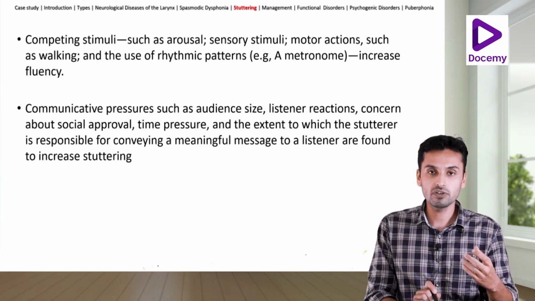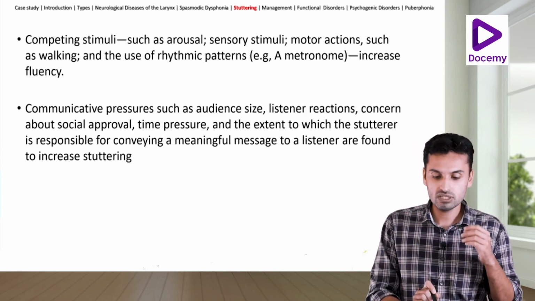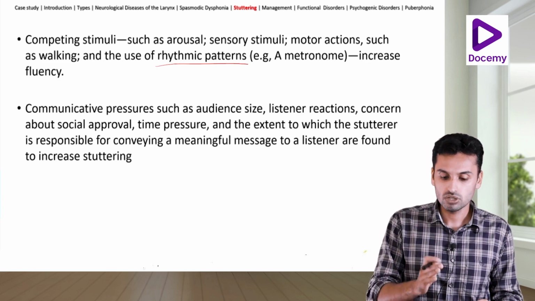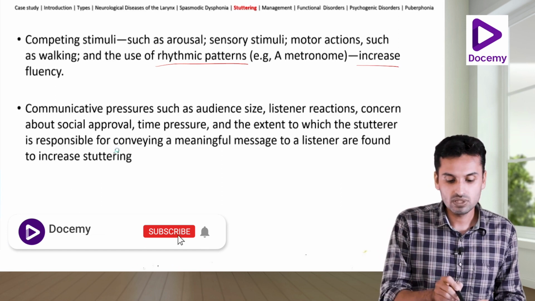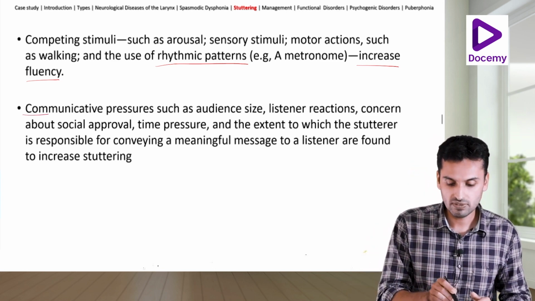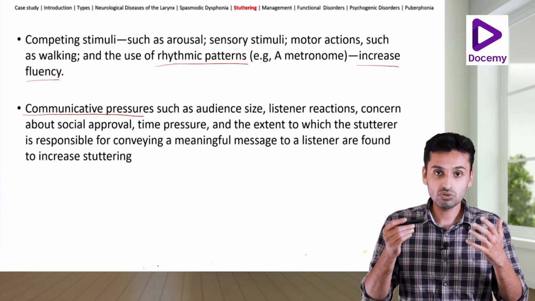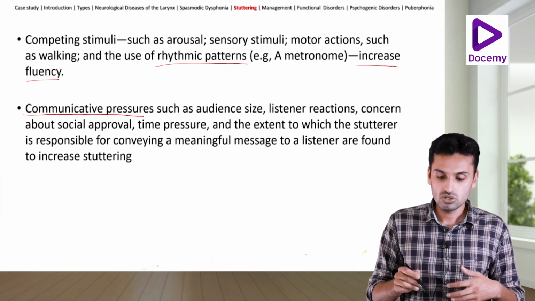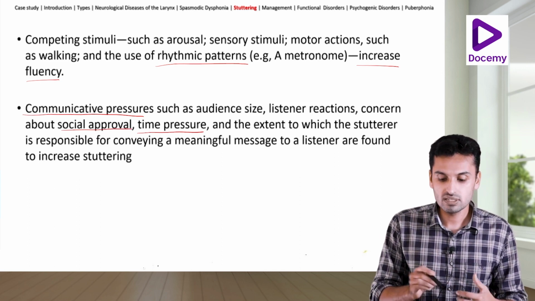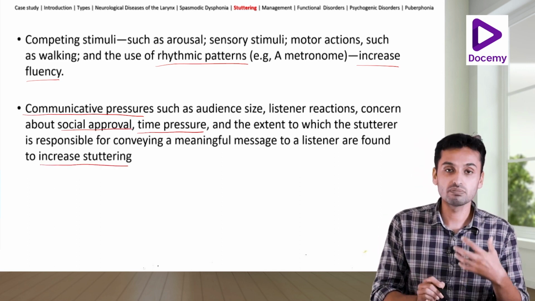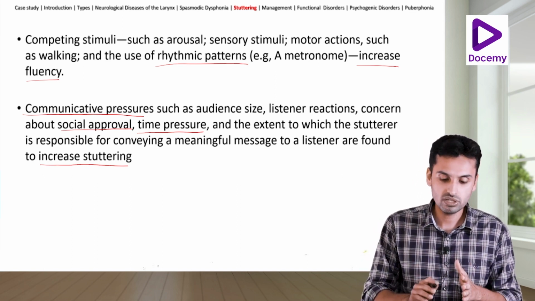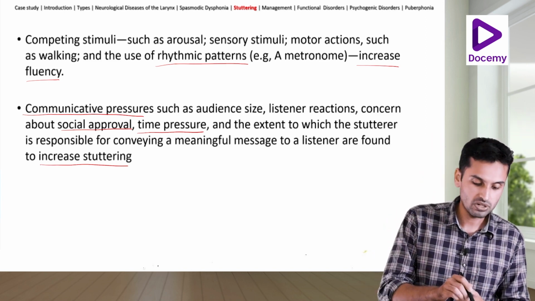Now, some competing stimuli, if you divert the patient's attention, like sensory stimuli or some motor actions, like you ask the patient to take a walk or relax, or use of a metronome, like rhythmic patterns, you break that involuntary contraction, and that increases the fluency of the patient. Okay, so some competing stimuli will break that sustained spasm. On the other hand, if you put communicative pressures on the patient, for example, if the audience size is large, or if a patient starts stuttering and you urge the patient to express himself more quickly, in those cases the patient will stutter worse. Okay, so anxiety, time pressure, social approval, all these communicative pressures put on the patient will make the stuttering more. So competing stimuli such as sensory stimuli or motor actions like walking will reduce the stuttering, whereas communicative pressures like audience size, listener reactions, time pressure, all that will worsen the stuttering.